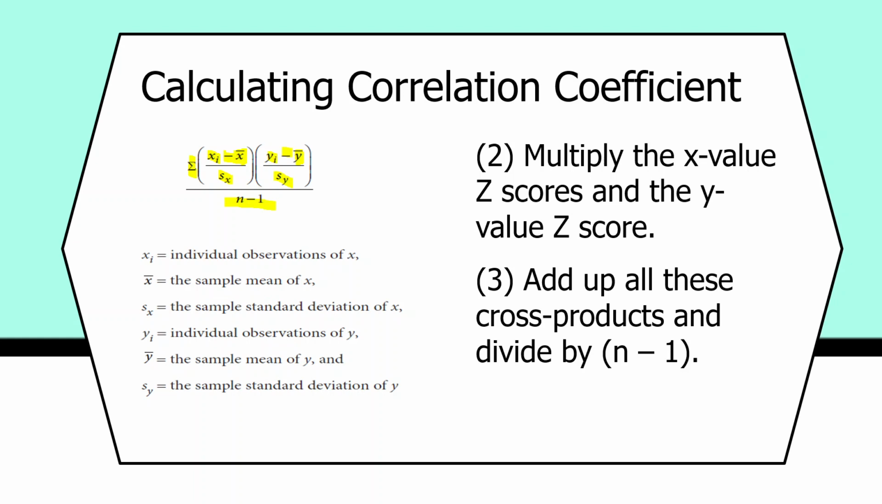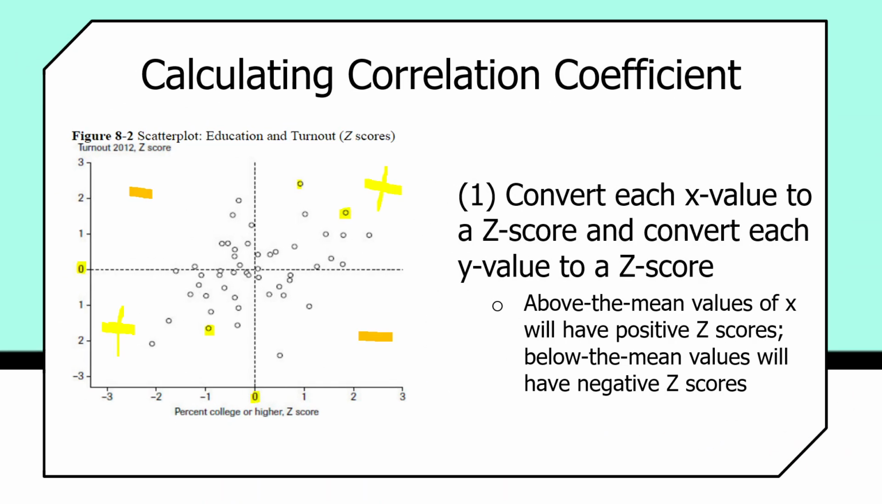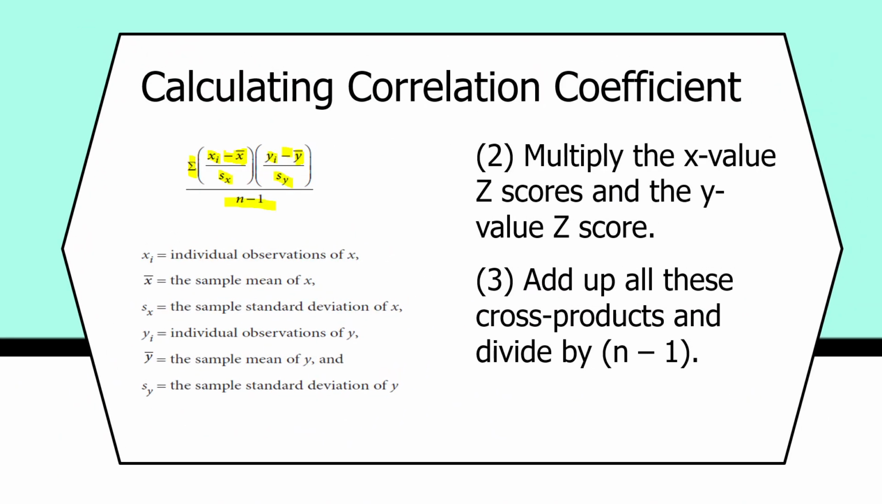Let's just review that. Convert each x value to a z-score and convert each y value to a z-score. Above the mean values of x will have positive z-scores. Below the mean values will have negative z-scores. Multiply the x value z-scores by the y value z-scores. Those are, again, the cross products. Add them all up and divide by n minus 1, and you've got the correlation coefficient.